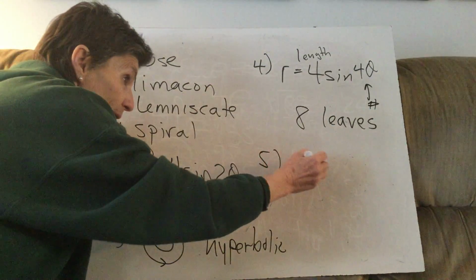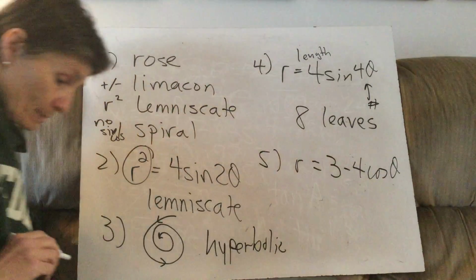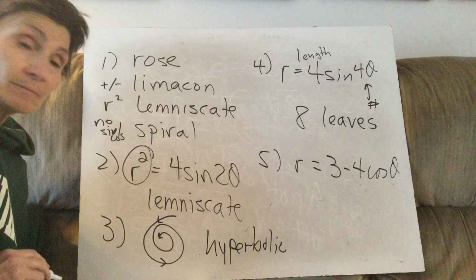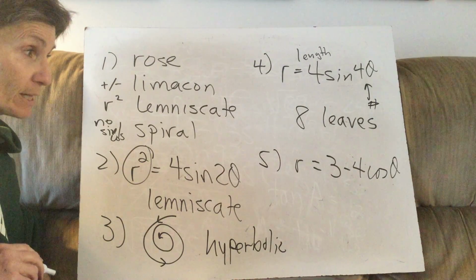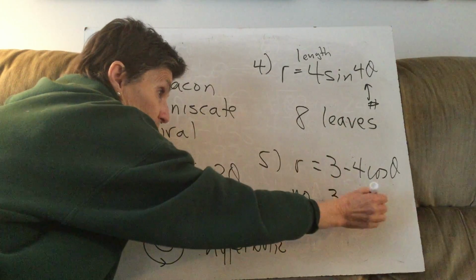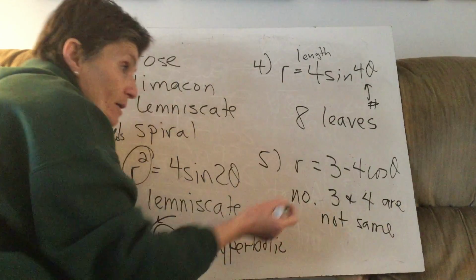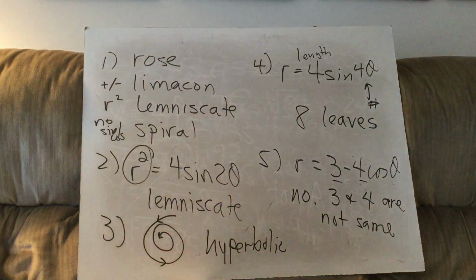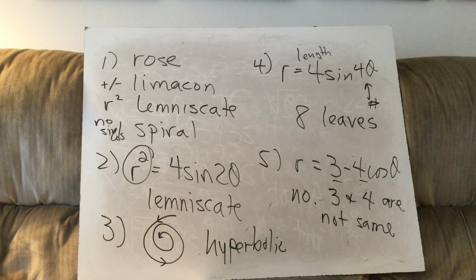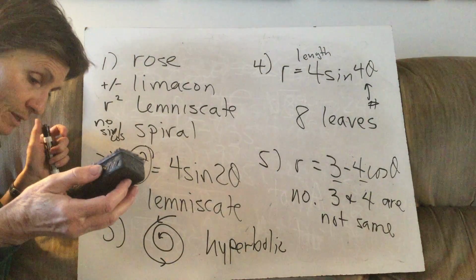5 has you looking at the equation 3 minus 4 cosine. Is that a cardioid? No, it is not a cardioid because 3 and 4 are not the same number. If you are going to be a cardioid, then these 2 numbers are going to have to match. And they don't. So that's just a generic old limaçon, not a special limaçon called a cardioid.